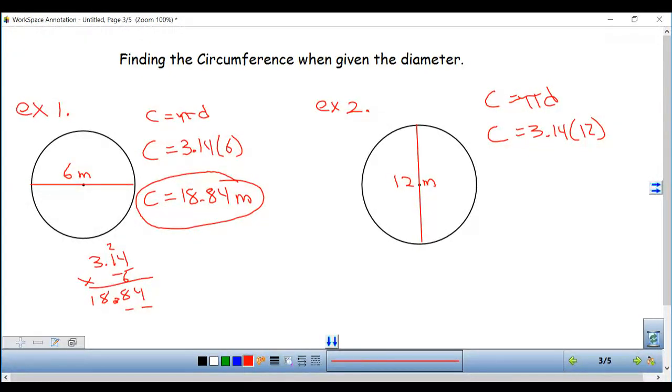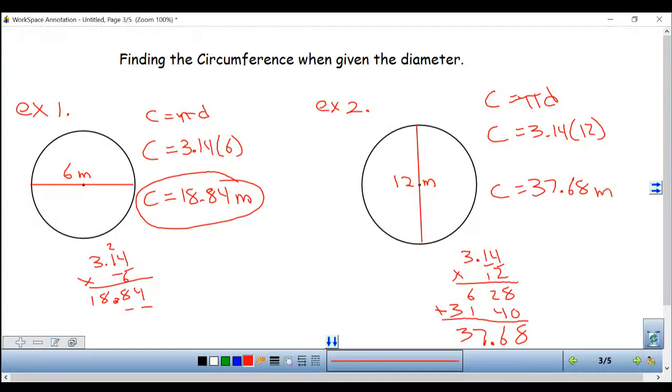So go ahead and do some math. 3.14 times 12. Do not need to line the decimals up. Add a placeholder for your second number. Add together. And I've got 2 numbers behind the decimal in my equation, so 2 numbers behind the decimal in my answer. And my answer is the circumference is 37.68 meters long. C equals pi d.